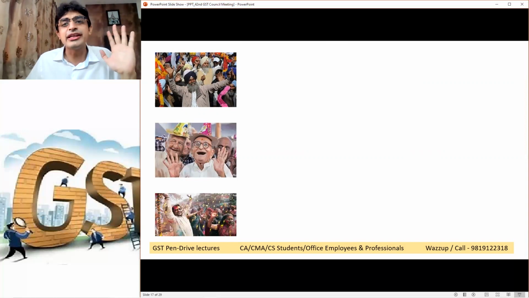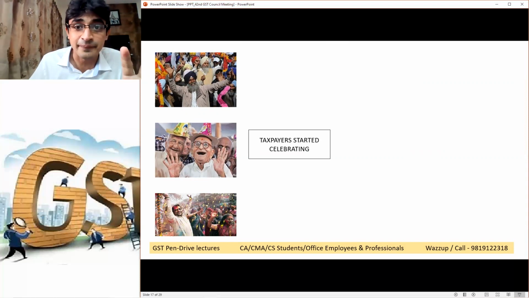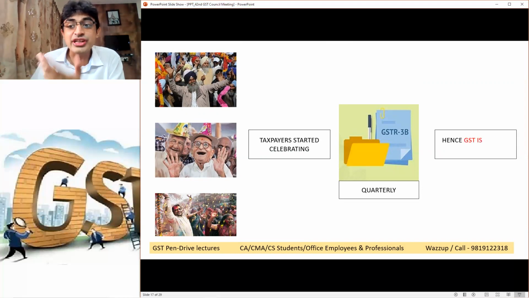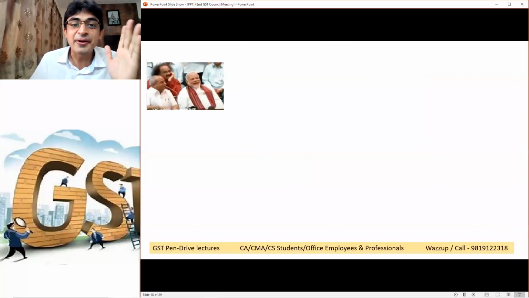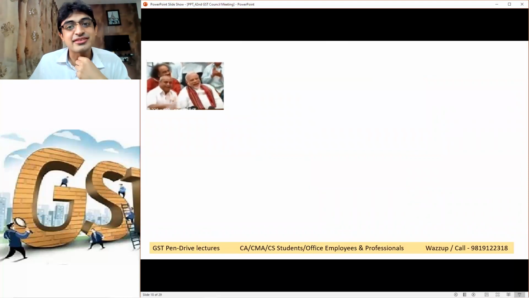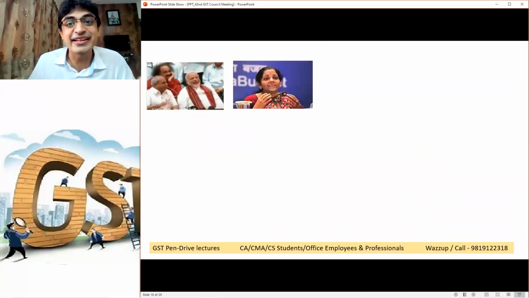Since 3B is quarterly, payment of GST is to be quarterly. Taxpayers have started celebrating. Correct? They have started thinking that since 3B is quarterly, hence GST is also to be paid quarterly. Now government is laughing at this taxpayer. Government is laughing that boss, 3B is quarterly, but they never said payment is quarterly.